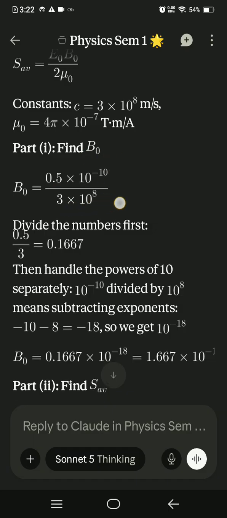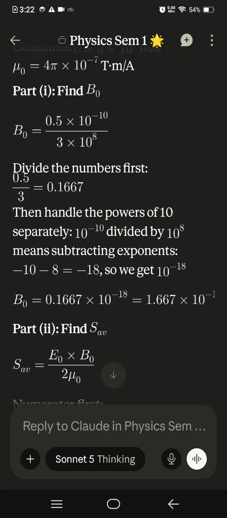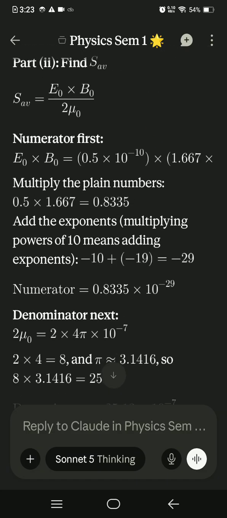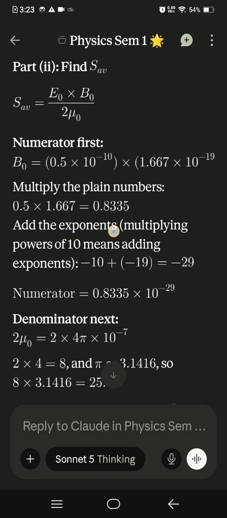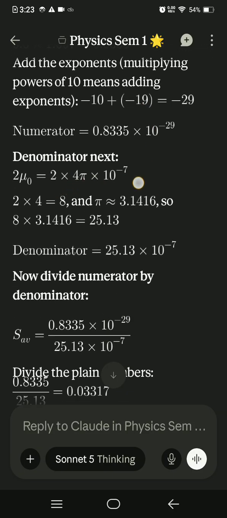So part 1, find B naught. To find B naught, we just substitute and divide the numbers first. So 0.5 upon 3 becomes this. Then handle the powers: minus 10 and plus 8 becomes minus 18. So B naught becomes this new number. Find S average: E naught we know, B naught we know, and mu naught we know. So just substituting, numerator first: multiplying the plain numbers first, 0.5 times this, we get this new number. Add the exponents because these are multiplying, so minus 29, we have this as our numerator. In the denominator we have 2 mu naught, so 2 mu naught is this.